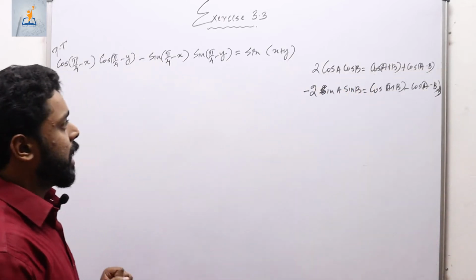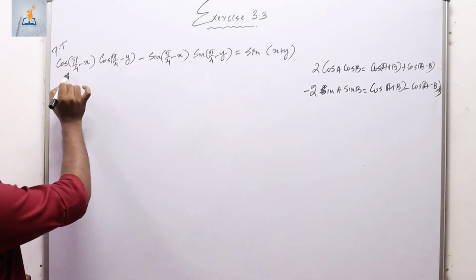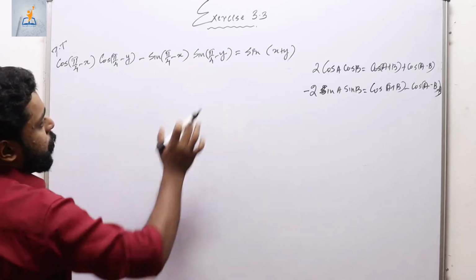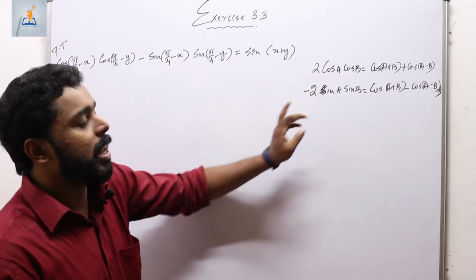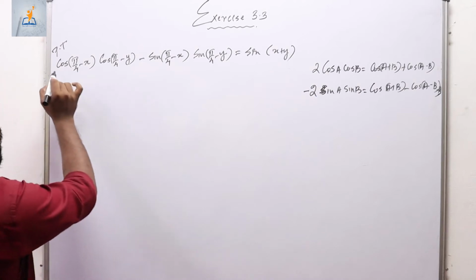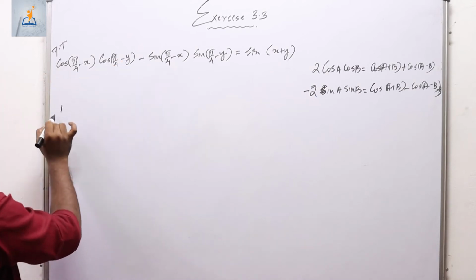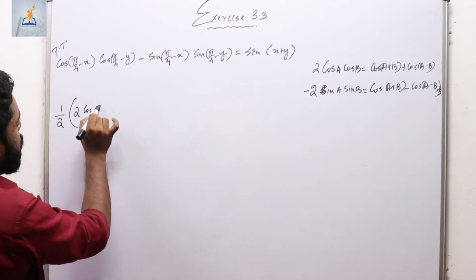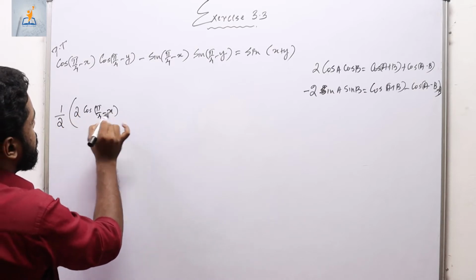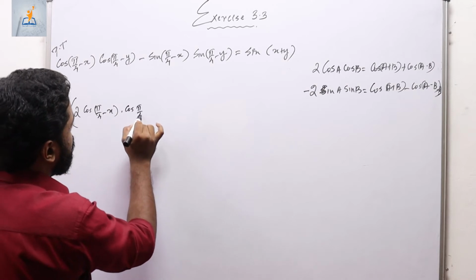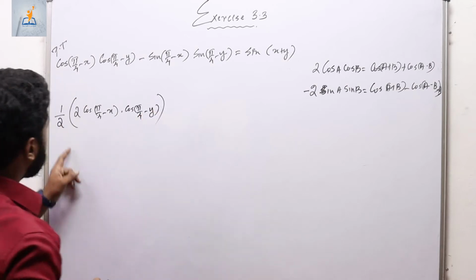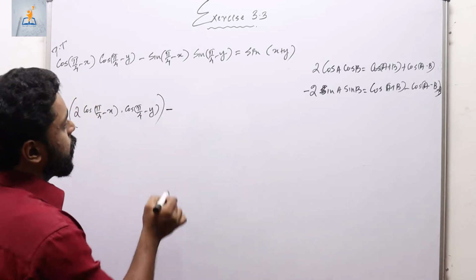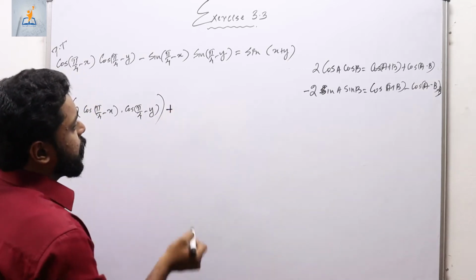Let it be there. Now see that this is of the form cos A cos B, and this is of the form sin A sin B. What is short is a 2 and a minus 2, isn't it? So in the first case, let me multiply and divide by 2 to become cos pi by 4 minus x into cos pi by 4 minus y. So I just multiplied and divided by 2, plus.